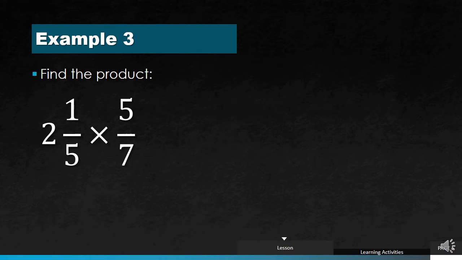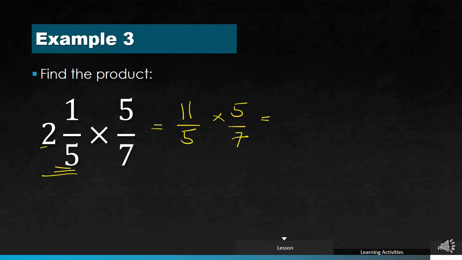Now in example number 3, you have a mixed form multiplied by a proper fraction. To multiply this, you need to convert the mixed form first into an improper fraction. So you have 5 times 2 is 10, plus 1. That gives you 11 over 5, times 5 over 7.